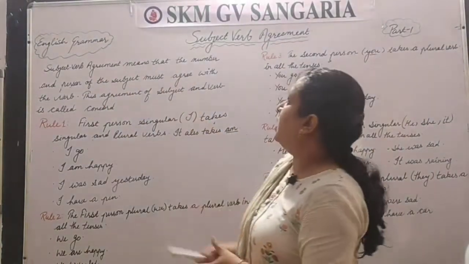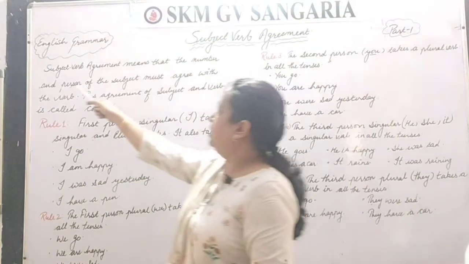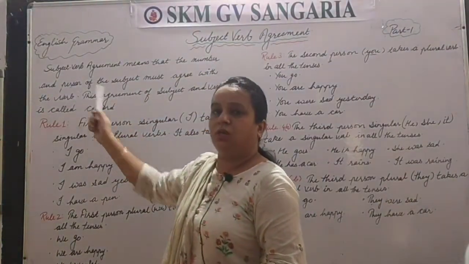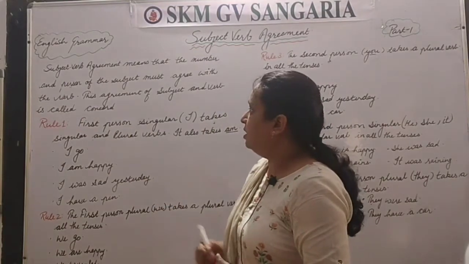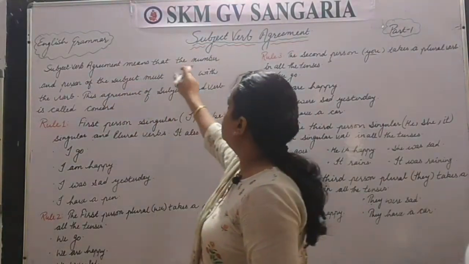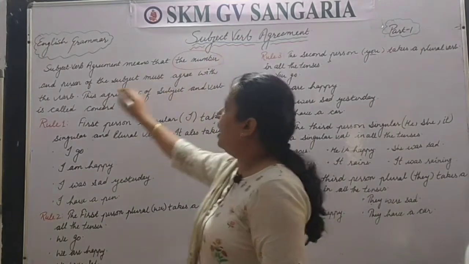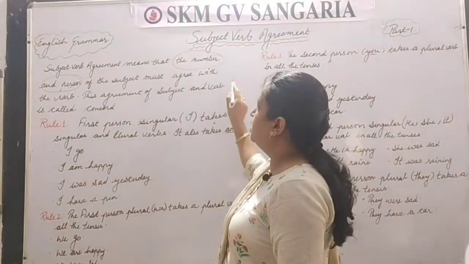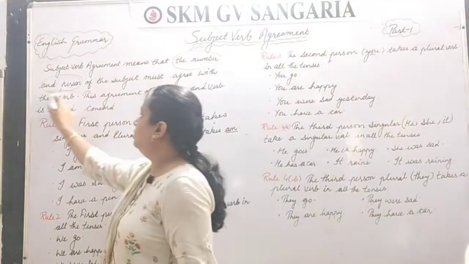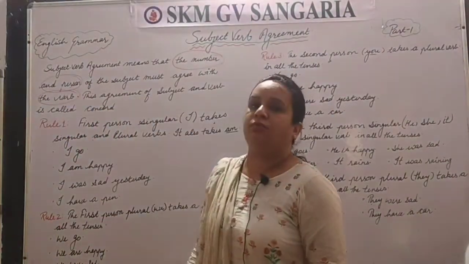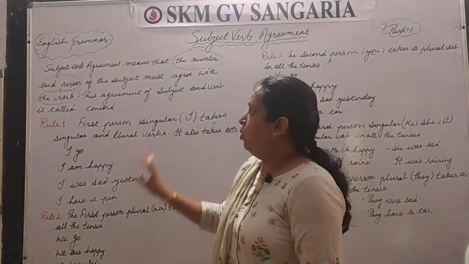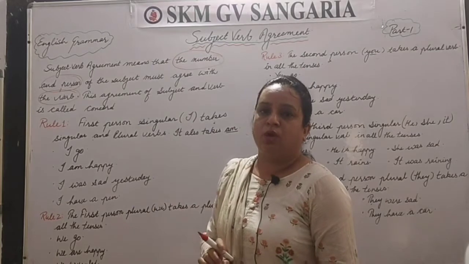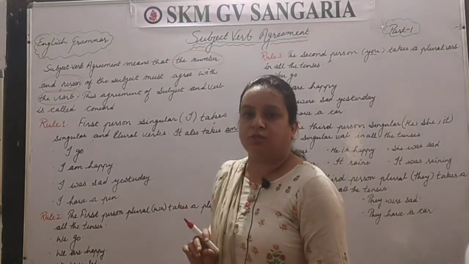Subject-verb agreement means that the number and the person of the subject must agree with the verb. Please read this carefully. So these three things you have to keep in mind always when you do subject-verb agreement. This will help you while doing editing or omission.